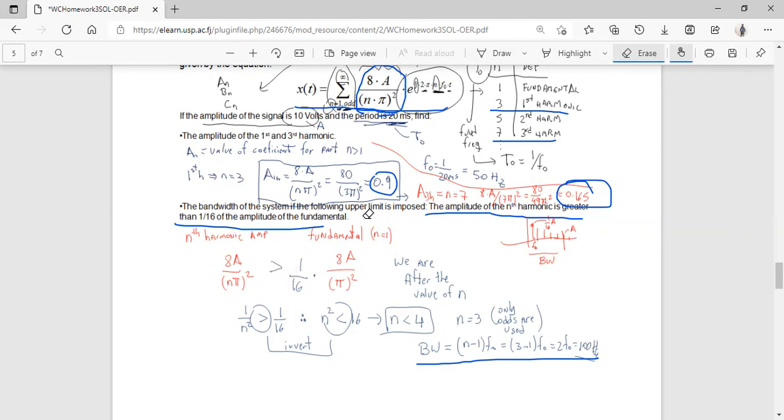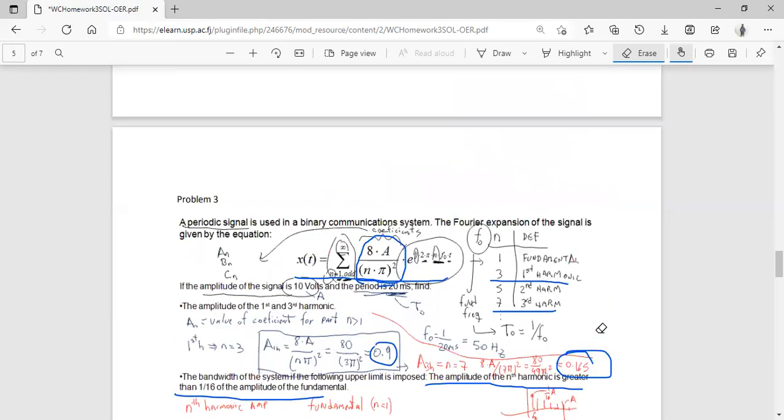Now we need to find the bandwidth of the system if the following upper limit is imposed. We know the n value, so the bandwidth is basically given by n minus 1 times the fundamental frequency, where n is the value that we found, that is 3. So 3 minus 1 into f naught, which gives me 2 times f naught.